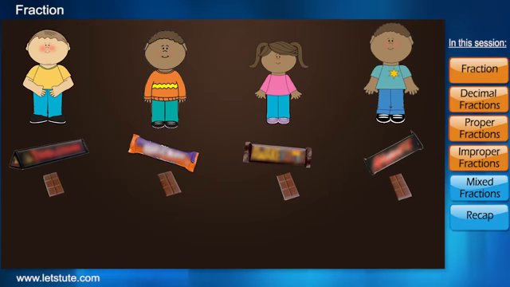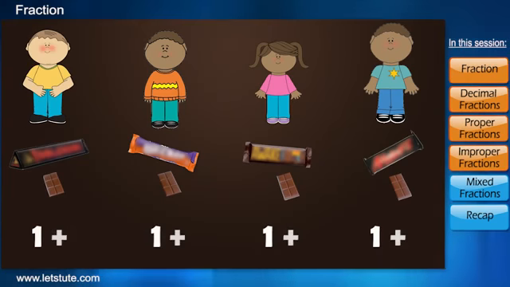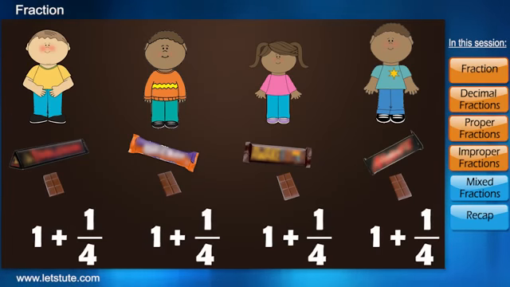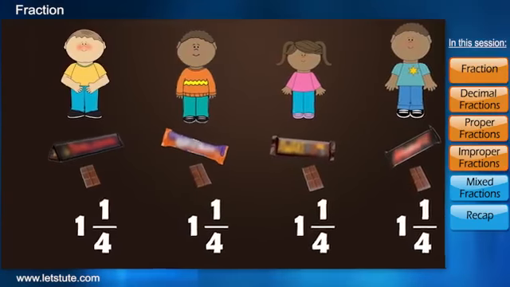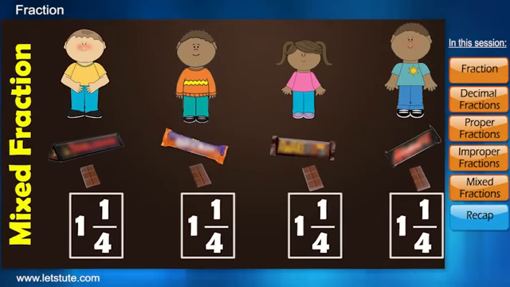So now, each one of you guys have 1 chocolate and 1/4 part of the other chocolate. In total, you have 1 1/4 chocolate. Right? All these fractions are known as mixed fractions.